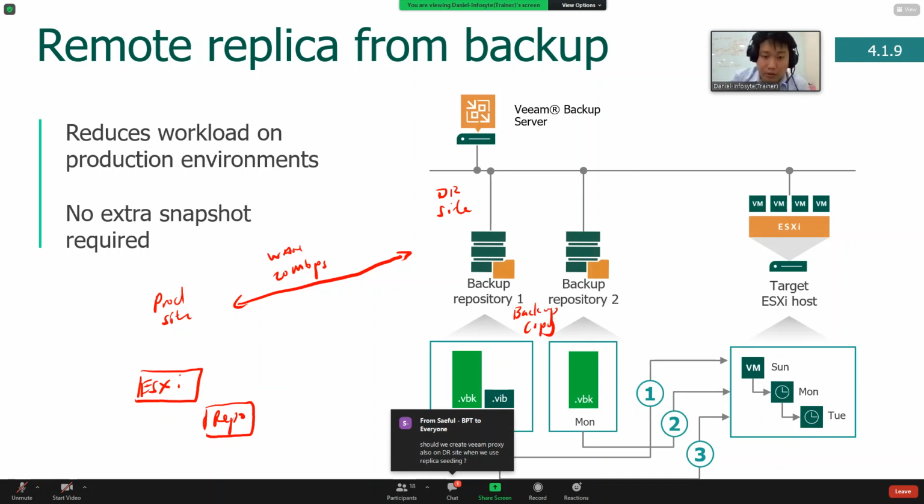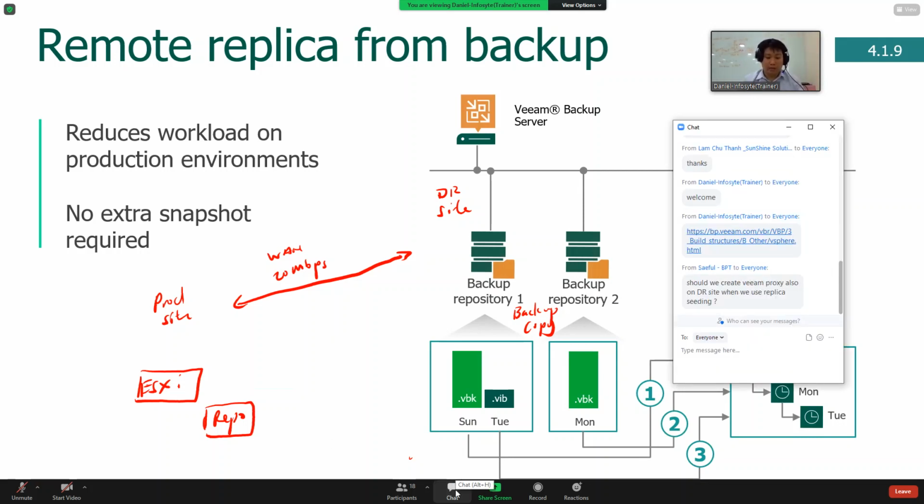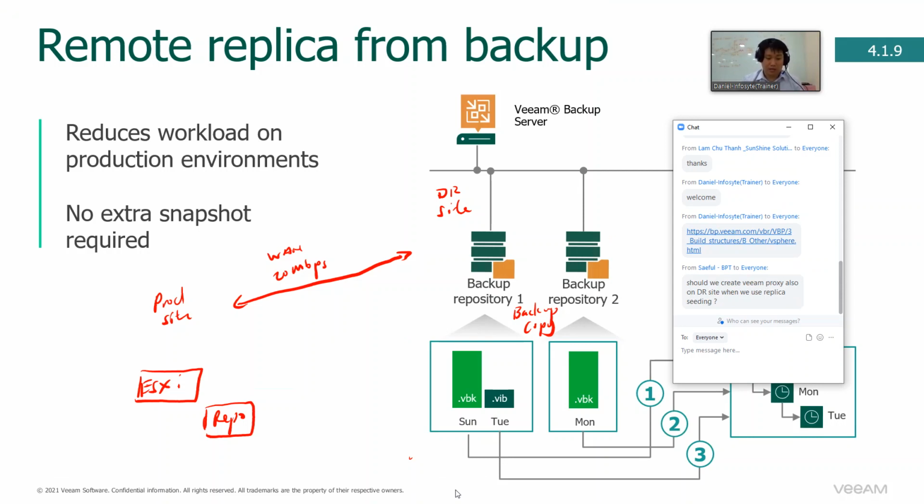Just a moment, let me see if that is a question. Yes, sure thing, that is a must. That's why we already covered earlier, we need to deploy the Vim proxy in DR no matter which option you choose. Same thing, because your replication will require the backup proxy to write it there.